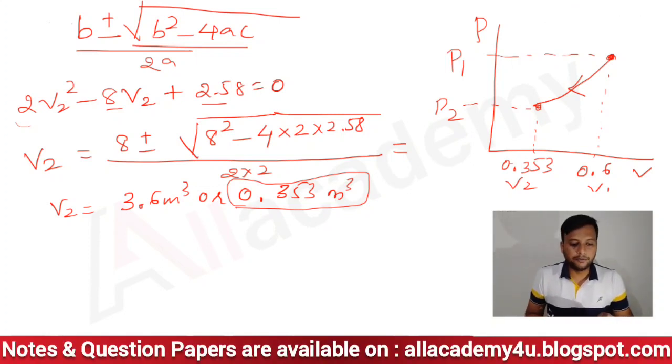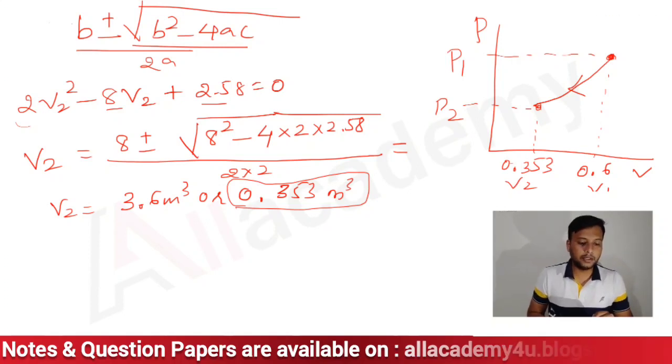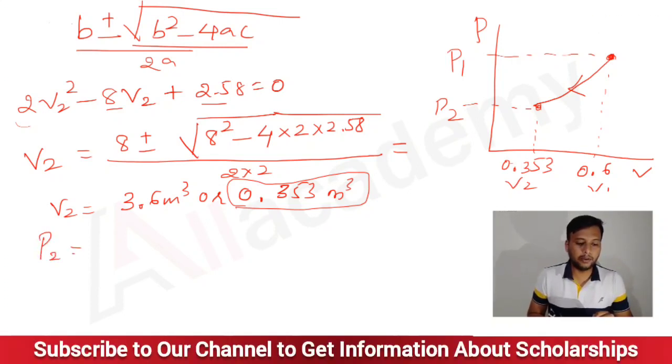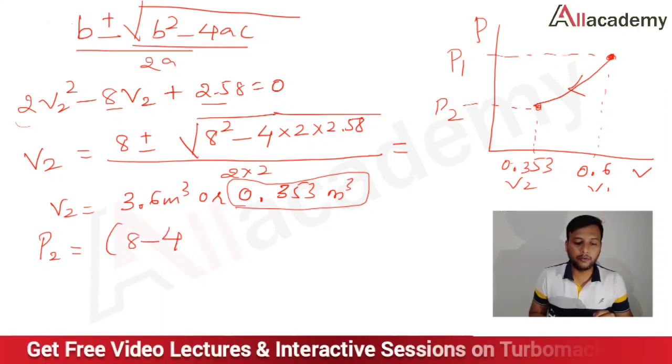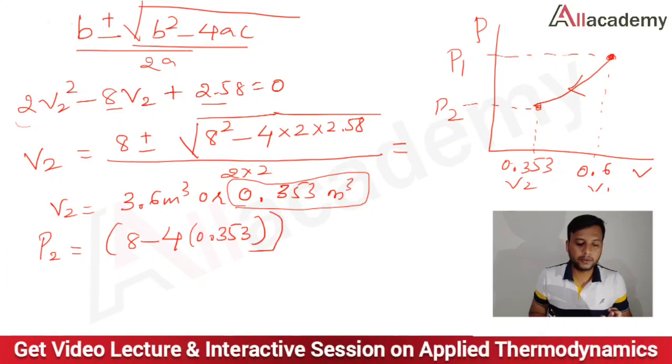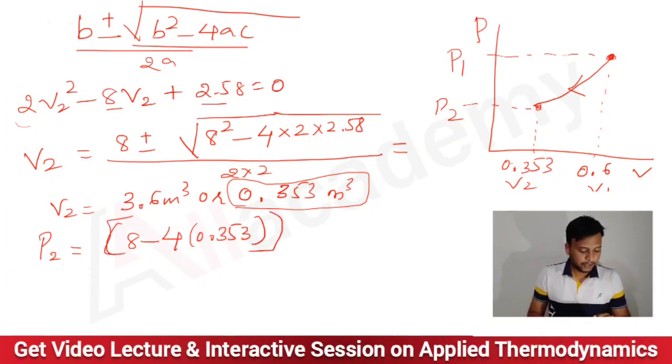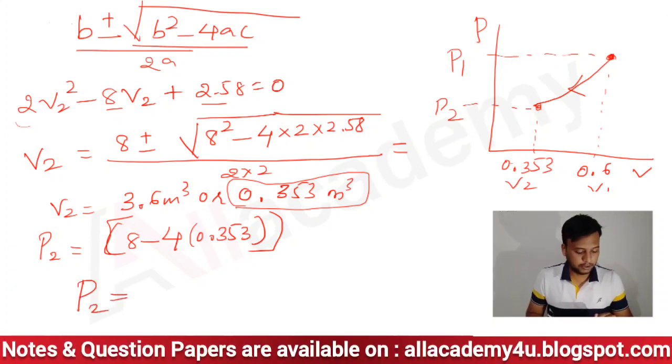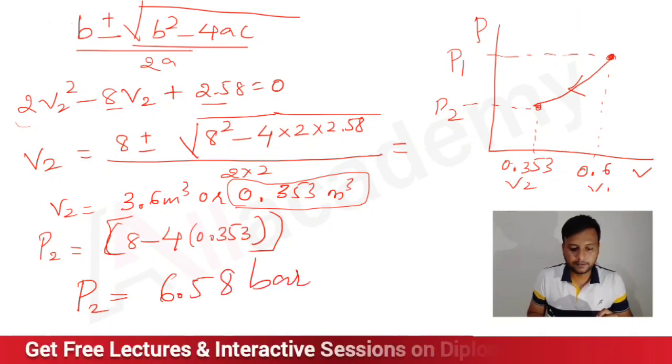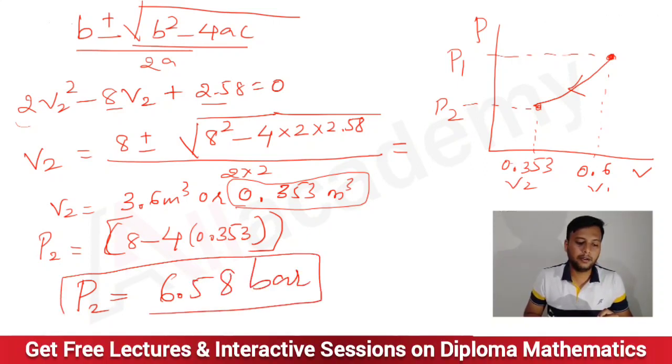Now I have got the V2 value. Now let us substitute this in the P equation, P2 will be equal to 8 minus 4. I will substitute this V2 value, because it is a general equation, V is given, so I will write 0.353. Okay, if I simplify this, I will get P2, the final pressure, as 6.58 bar. Okay, this is our answer. These are the two answers.